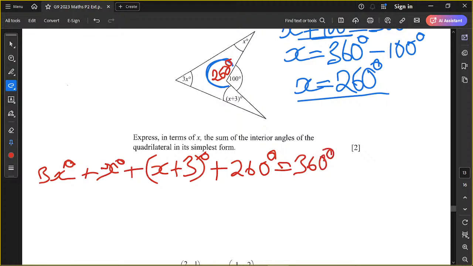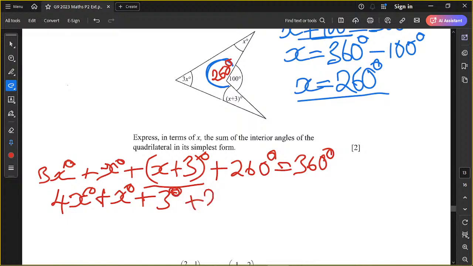360 degrees. Okay, so first we evaluate what is in the bracket here, so we can add 3x degrees plus x degrees, which will give us 4x degrees, then plus x degrees, plus 3 degrees, plus 260 degrees, which will give us 360 degrees.